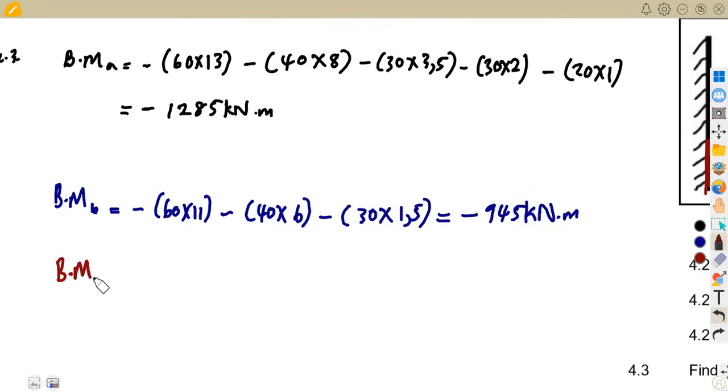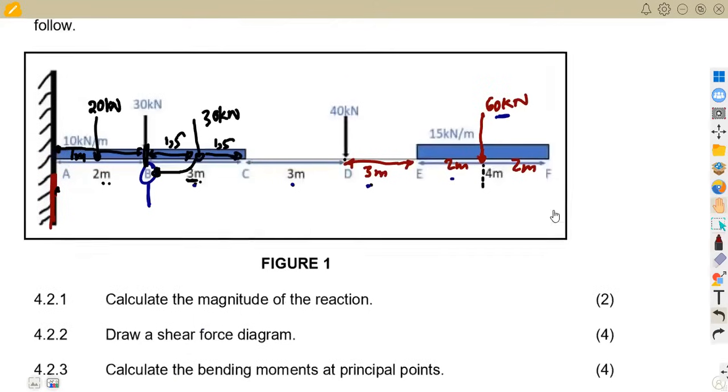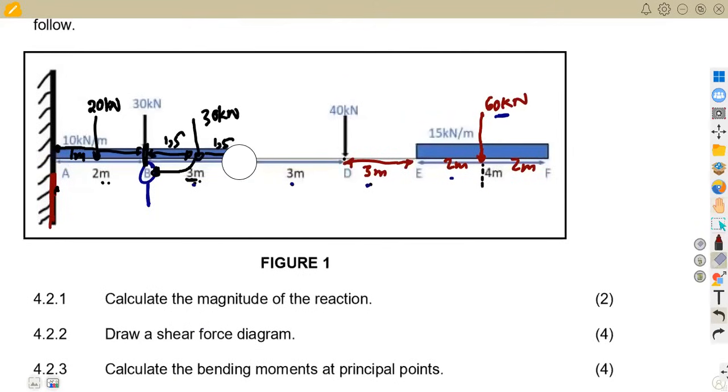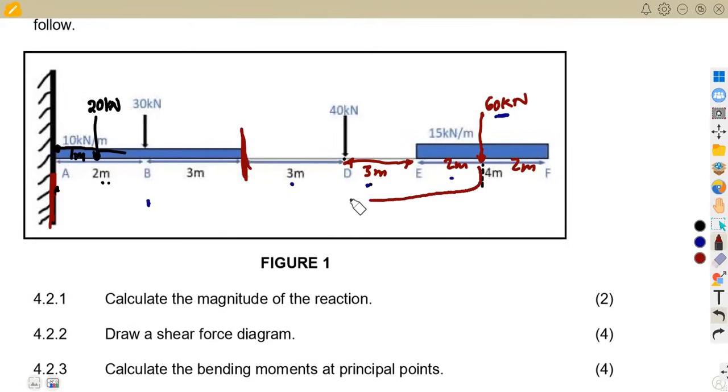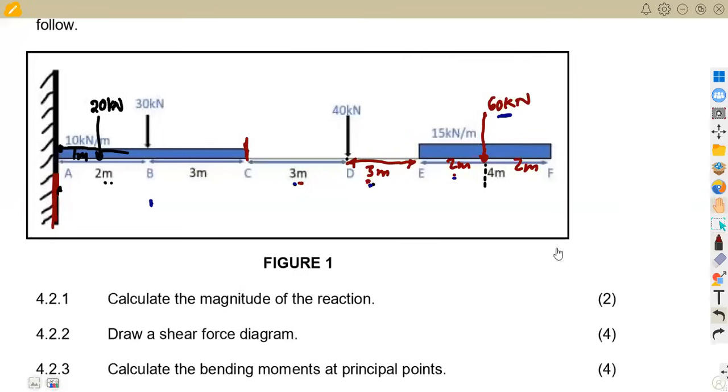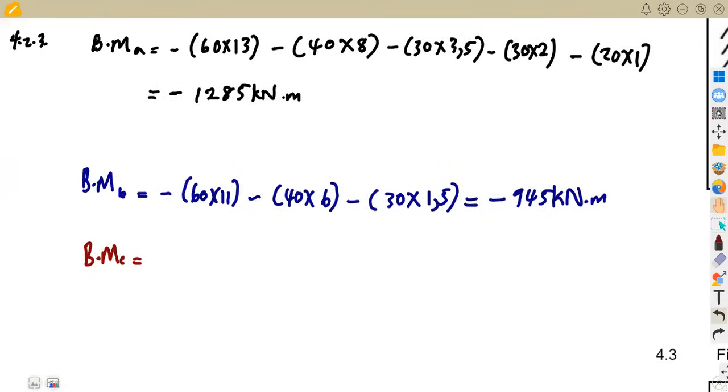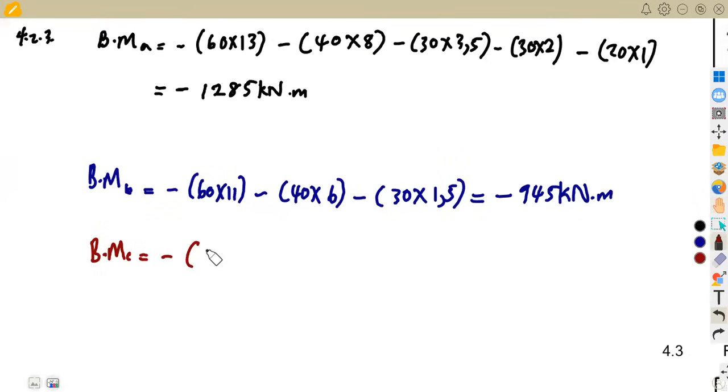Then we calculate the bending moment at C, again from the right side up to the point C. So you're going to consider up to the point C this time. So this is where we have our point C from the end. So it's 60 back to C here. If you consider point C, the distance is 2 plus 3, which is 5, plus 3, which is 8. So that's negative 60 times 8.